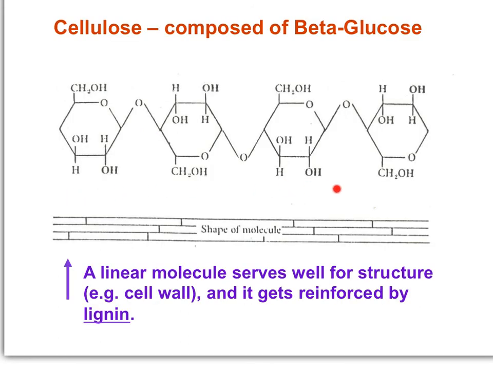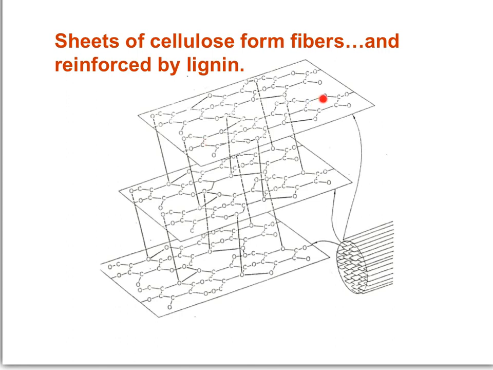So here is cellulose again. Take a close look at the beta-glucose monomers. This one in one position, this one upside down relative to it, this one in a position, and this one upside down relative to it. As a result of the positioning of individual monomers, cellulose has a linear shape, and that provides the structural function of plant cell wall. And sheets of cellulose come together with hydrogen bonding to form fibers of cellulose.